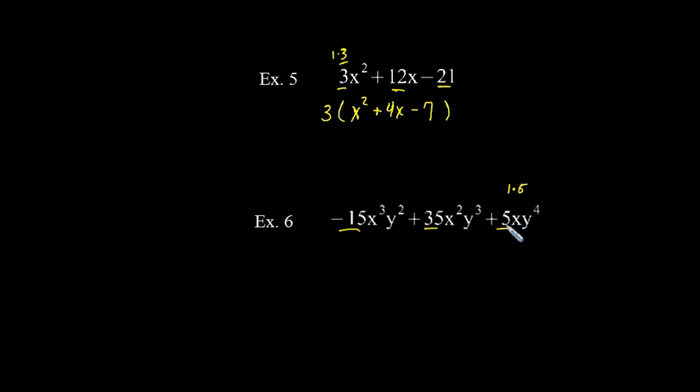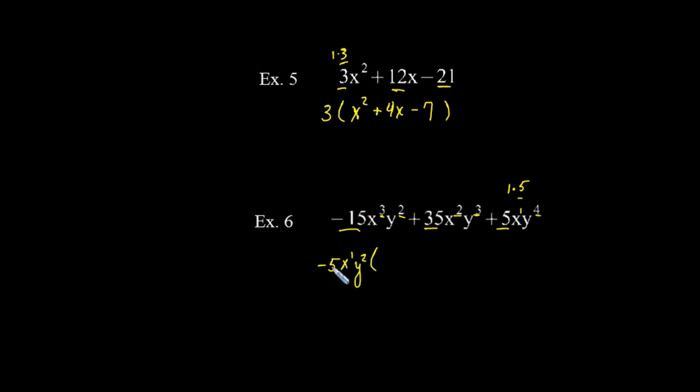So we have 5 as the coefficient of the third term, so we're going to look here and see that 5 is the only possibility. And then we check the other terms, and we can see that 15 and 35 are both divisible by 5. So we're going to factor out a negative 5, and then look at the x terms. We can factor out the lowest exponent of x, which is x to the first power, and then look at the y variable terms. And we can factor out, it looks like, a y squared.